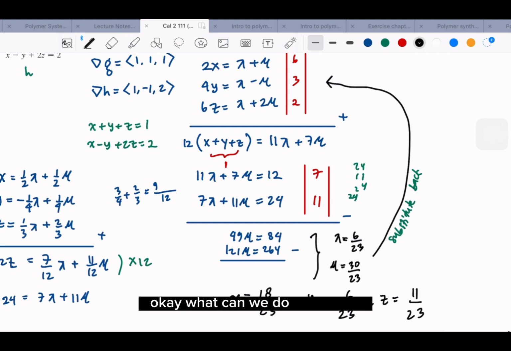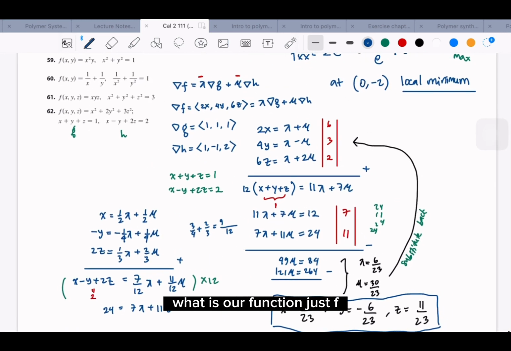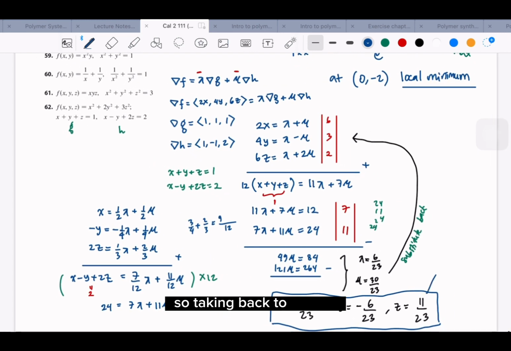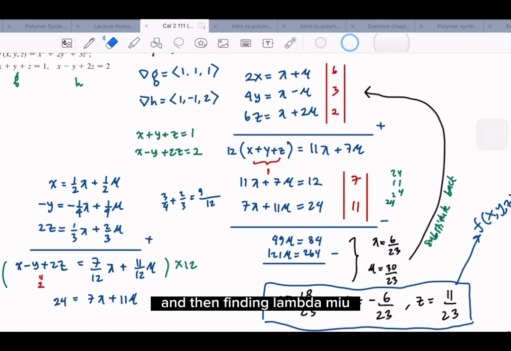Okay, what can we do? Then lastly, just taking all these points into our function. What is our function? This is f. So taking back to f(x, y, z), and that is your value. Okay, so I'm skipping some process here, just to find this elimination and then finding lambda and mu. Maybe I did something wrong.